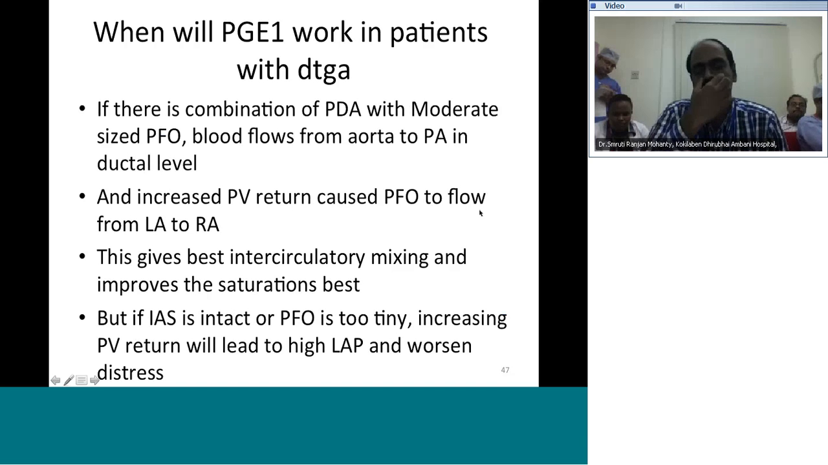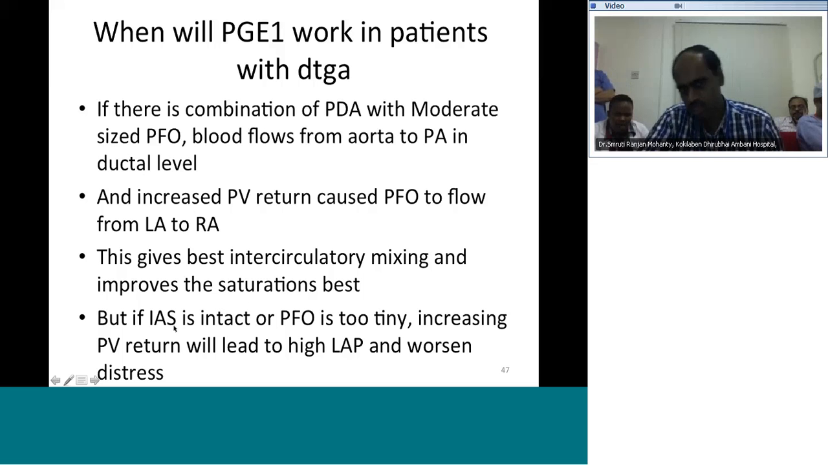When will prostaglandin work in patients with transposition? If there is a combination of PDA with a moderate sized PFO, blood will flow from the aorta to PA at the ductal level. This increases the pulmonary venous return, and the increased pulmonary venous return causes the PFO to flow from LA to RA. So this is the best intercirculatory mixing and improves the saturation maximally. So in TGA, prostaglandin will work in a patient who has a moderate sized PFO.